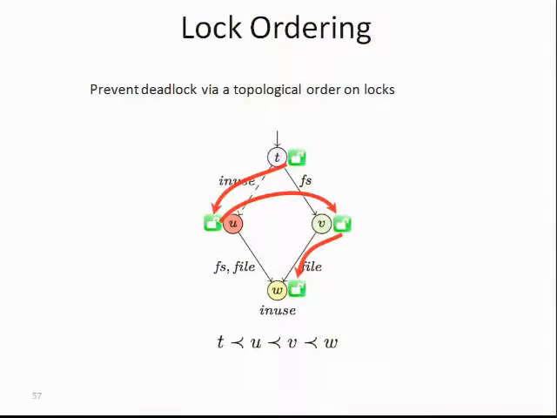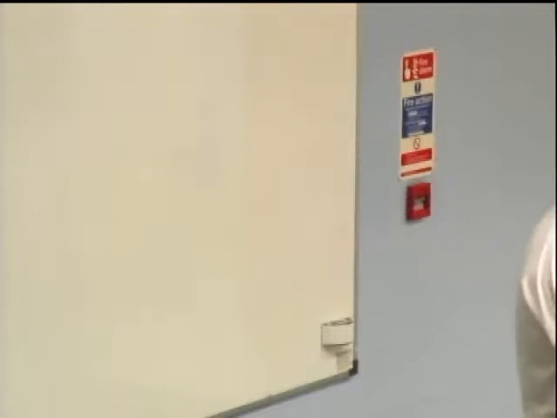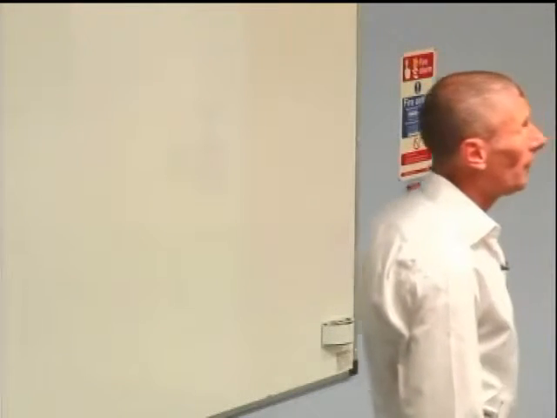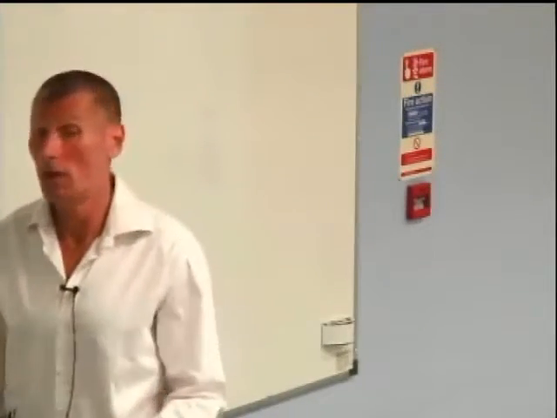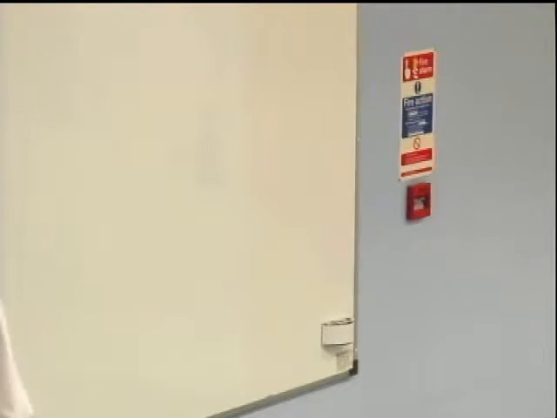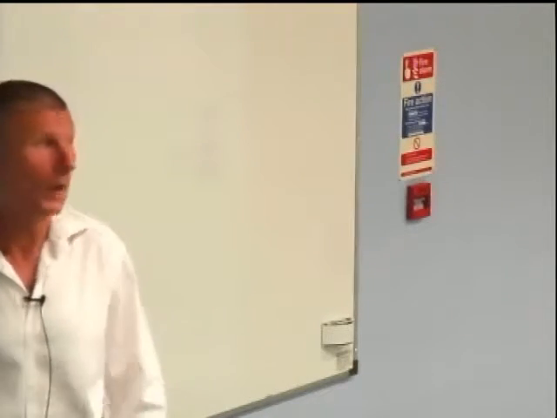Okay, and how do we prevent deadlock? We do a kind of standard thing. Again, we use this decomposition, this description of the memory, and we enforce a topological order on the nodes. For example, here you see that we say that T is before U, before V, before W. This will restrict the way that we acquire locks, and it may restrict concurrency, but it will guarantee absence of deadlock.